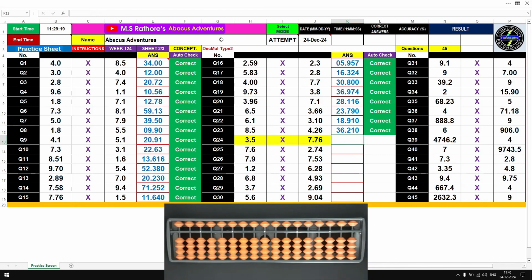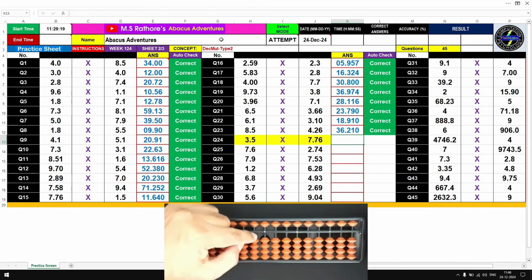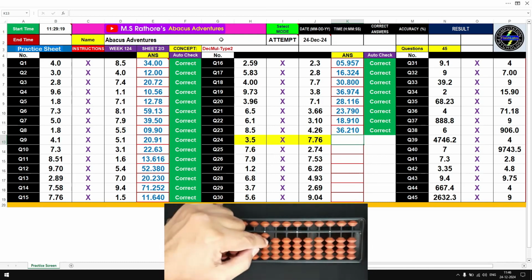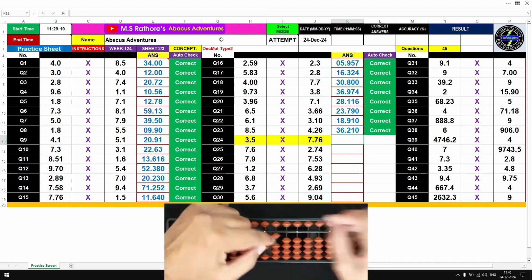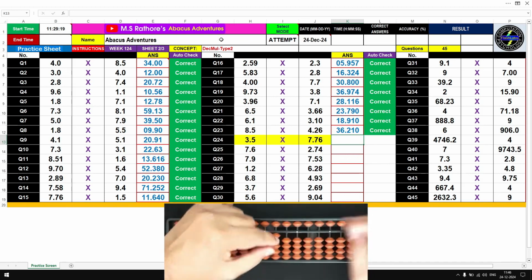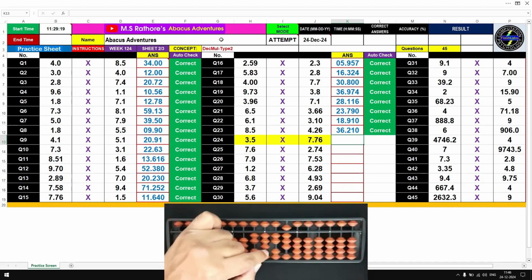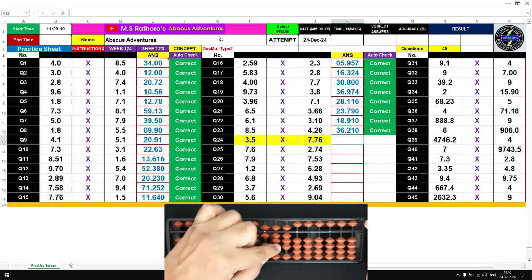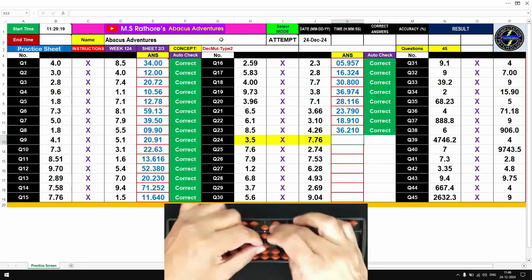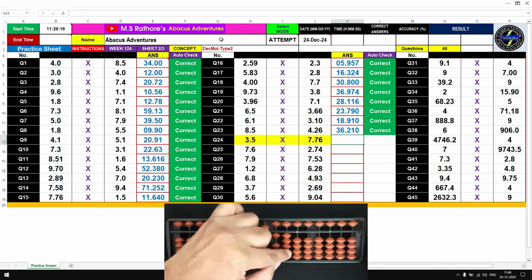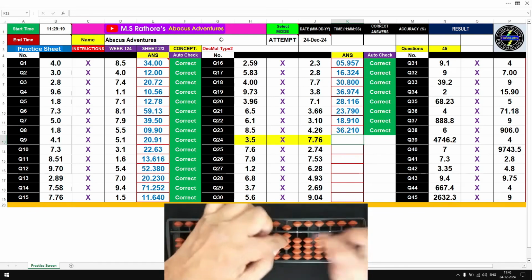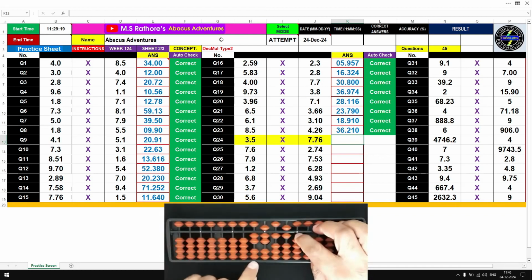Question number 24, 3.5 multiplied by 7.76. Let's begin from rod number 2. 3 7s are 21, shifted. 3 7s are 21, shifted. 3 6s are 18. Round 2 begins now. 5 7s are 35, shifted. 5 7s are 35, shifted. 5 6s are 30, and the answer is 27.160.